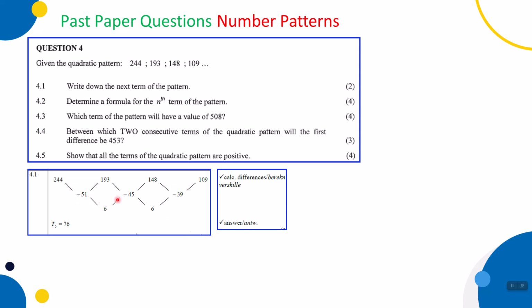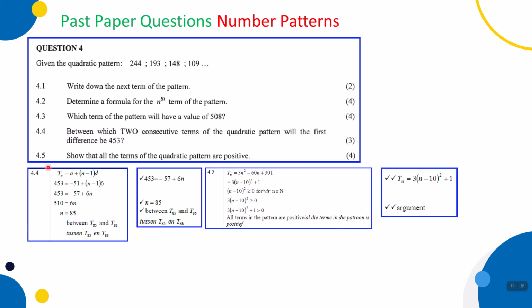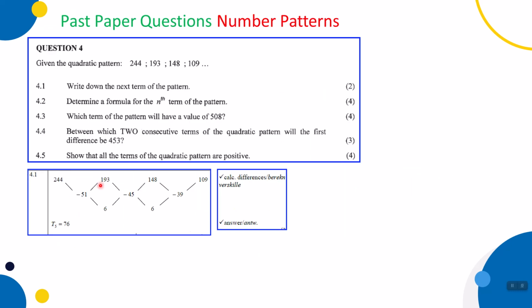It's the negative 51, the negative 45, and the negative 39. And we know that is a linear pattern. So we can use Tn equals a plus n minus 1 d. This is the general term for a linear pattern. So we equate the 453 equals, a will be the first value of that linear pattern for first differences, that's negative 51, plus n minus 1 times d, and our d is 6 there. Remember, our d will be 6 there, which is this one here.